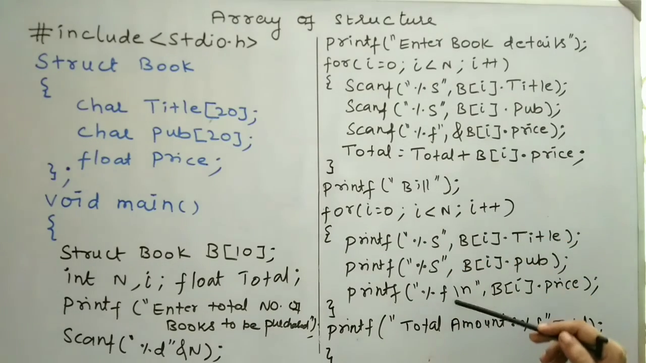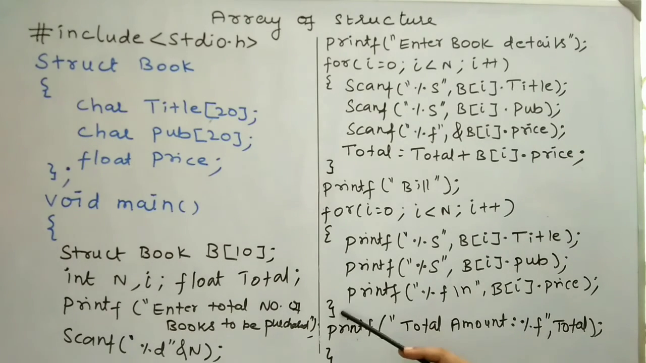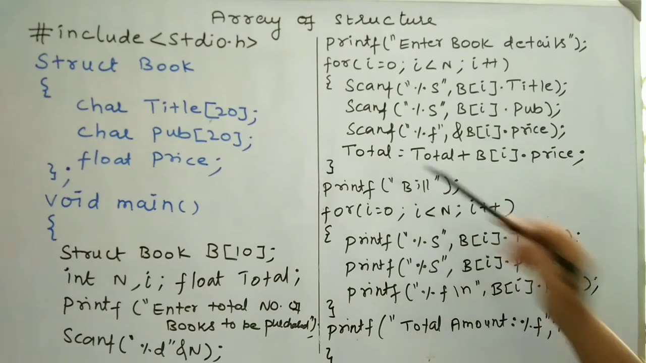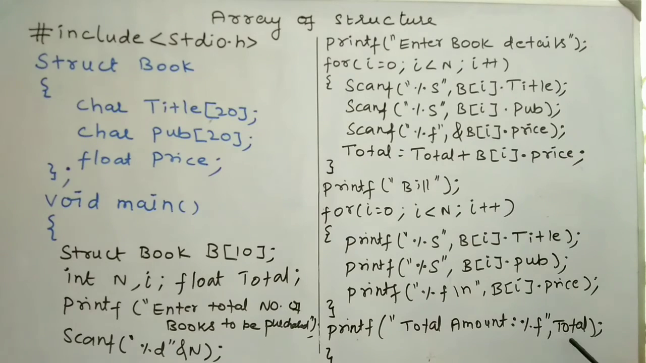Once the details of the books are printed, I need to print the total amount. The total amount is written outside this for loop, since I am writing it only once. Using this printf statement, the total amount I have computed in the for loop, which is stored in the variable total, is printed. The value of the variable total will replace this control string.